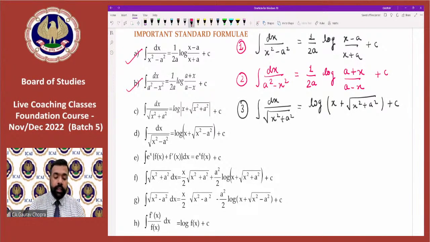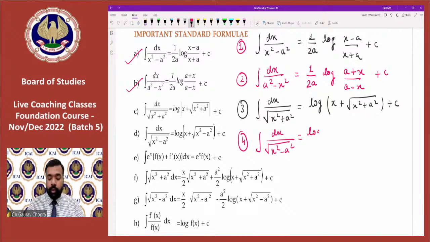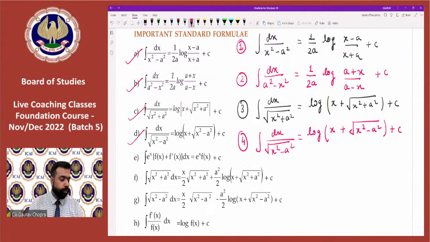And in case there is a minus sign in between, then we will also put the minus sign. So x square minus a square, it will become log of x plus root of x square minus a square. So there is a minus sign in between. This was the fourth formula. Then the fifth one.